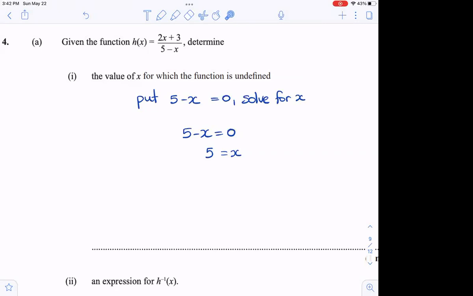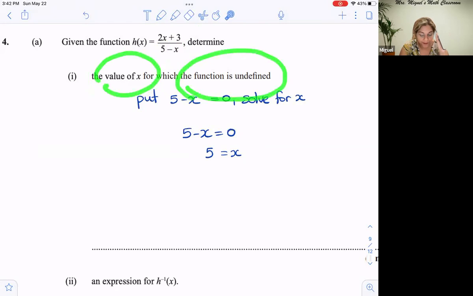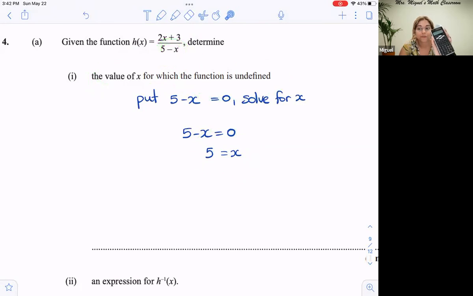Error. So undefined means that x can be any value, but x cannot be 5. Because when x is 5, the denominator is 0, and that cannot exist. So the value of x for which the function is undefined is 5. The reason being, this denominator cannot be 0. If it is 0, we're getting an error on the calculator and we can't work that out. So that is what it means to be undefined. The function does not exist when x equals 5.